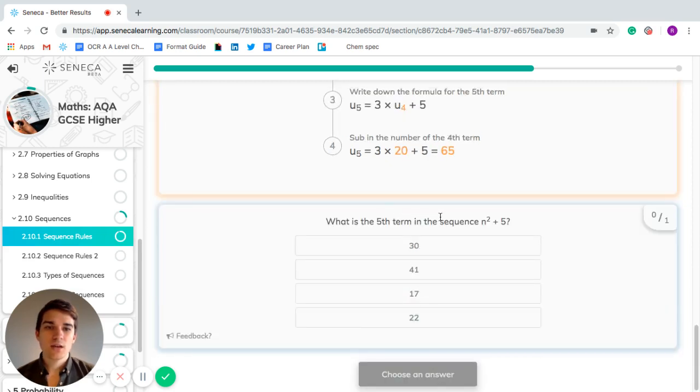What is the fifth term in a sequence n squared plus 5? We want the fifth term, so 5 squared is 25, add 5 is 30.